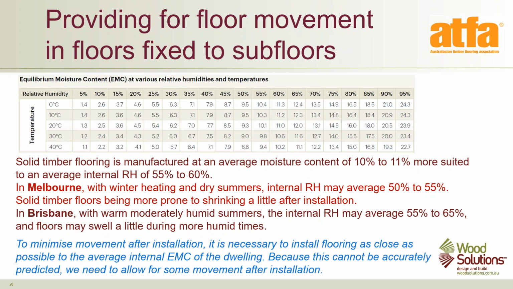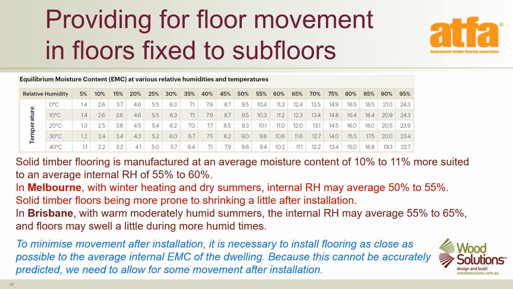And you can see that there on the chart at 20 degrees C, 60% relative humidity, and we have 11% moisture content there, and if it was 55% relative humidity, about 10%. And so manufacturers manufacture flooring which is basically going to suit pretty much the internal climates. Now in Melbourne, with winter heating and dry summers, the internal humidity is around 50 to 55%, and so solid timber flooring can be a little bit prone to showing a little bit of shrinkage under that type of environment. But the same boards in Brisbane, well, we've got warmer, moderately humid summers, and internal relative humidities of maybe 55 to 65%, and those floors can be expected to be more prone to a little bit of swelling under humid times.